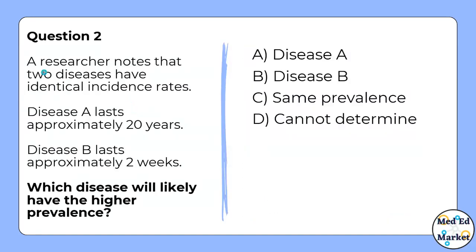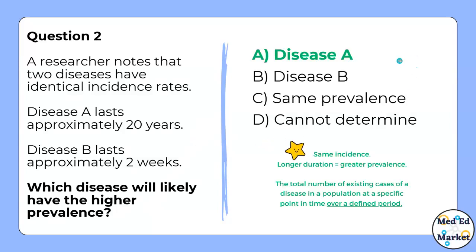Question number 2. A researcher notes that two diseases have identical incidence rates. Disease A lasts approximately 20 years. Disease B lasts approximately 2 weeks. Which disease will likely have the higher prevalence? Give you a few moments. The answer here is disease A.